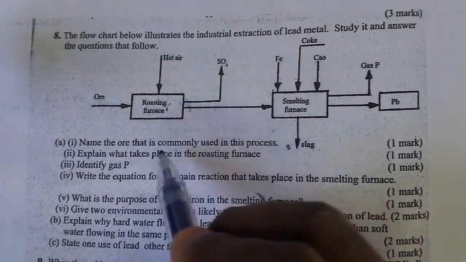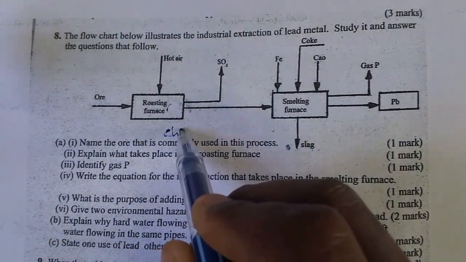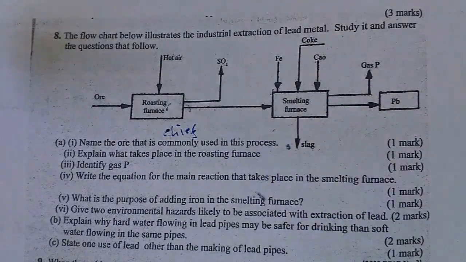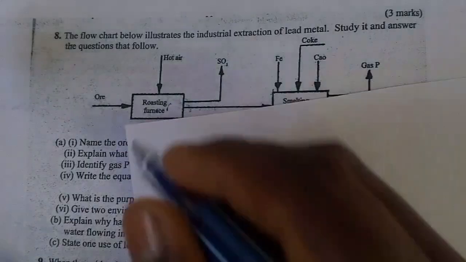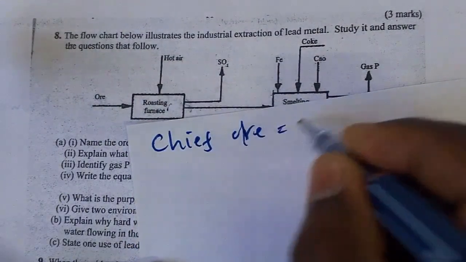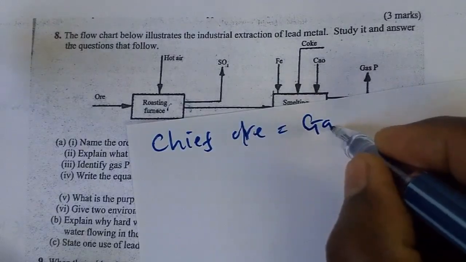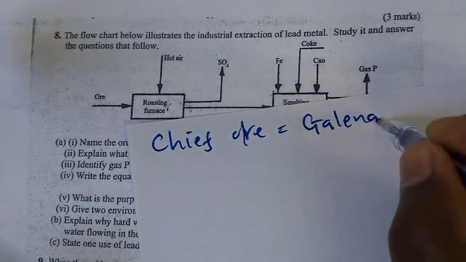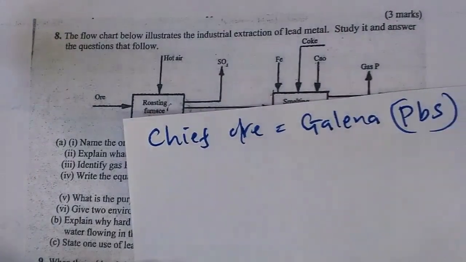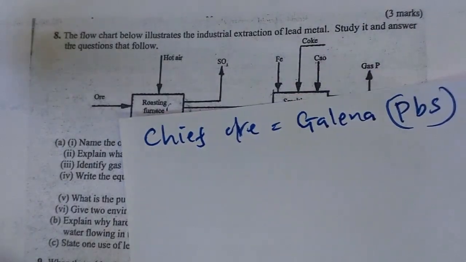Commonly used, they mean the chief ore used in this process. So this is lead metal, therefore the chief ore is galena. Galena is lead sulfide, the chief ore for the extraction of lead metal.